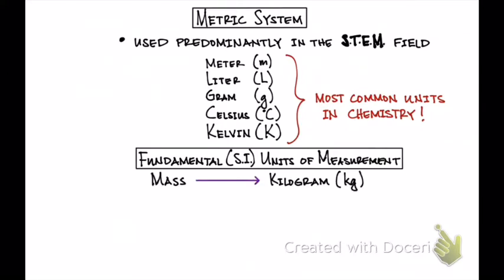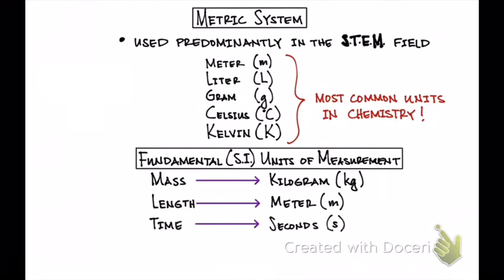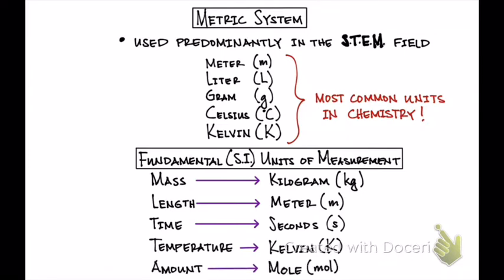For mass, the SI unit of measurement is the kilogram, which has a symbol kg. For length, the SI unit is meter. For time, it's seconds. For temperature, it's the absolute temperature, which is Kelvin. And for the amount of substance, it's the mole, with the symbol mol. Okay, and so you'll learn a lot more about moles later on in this course.